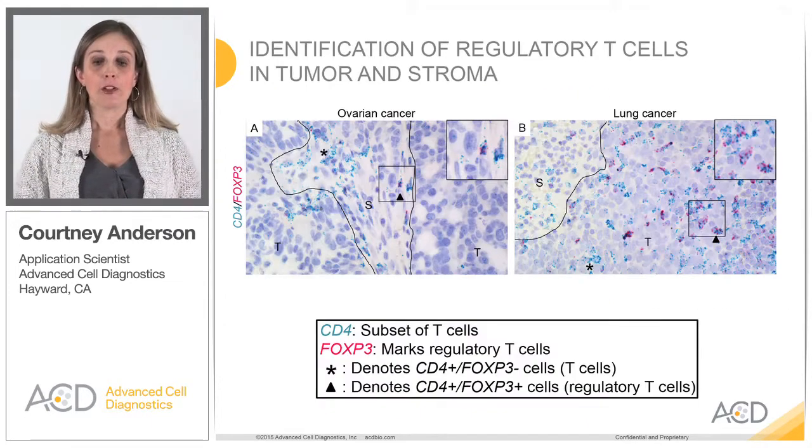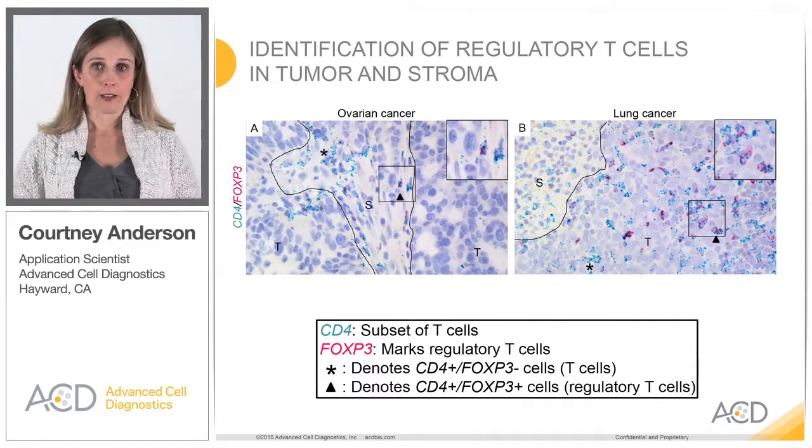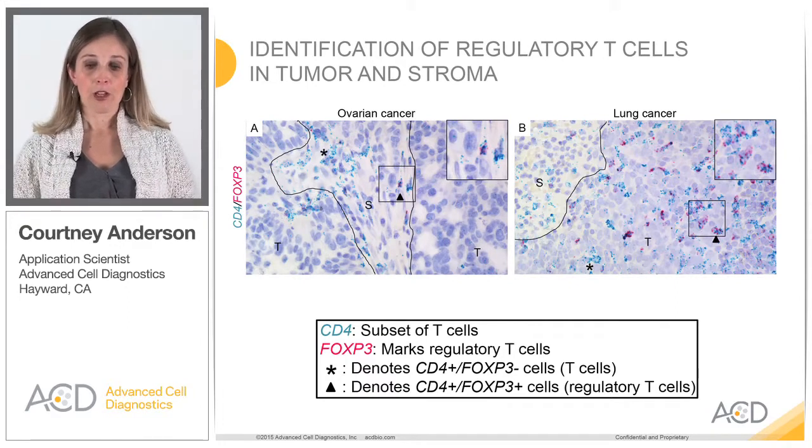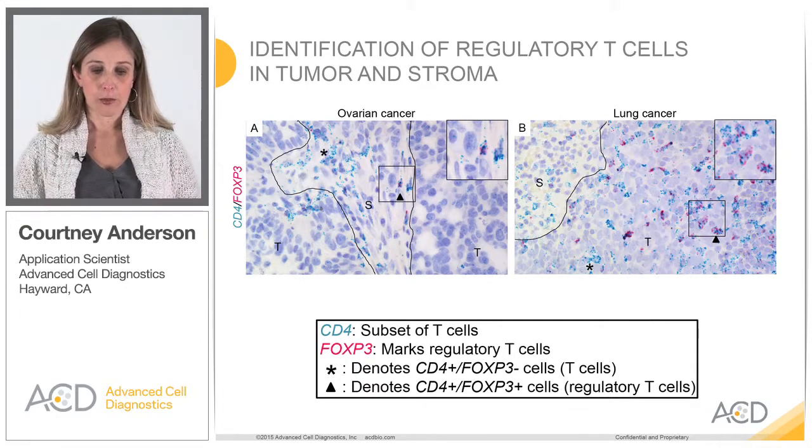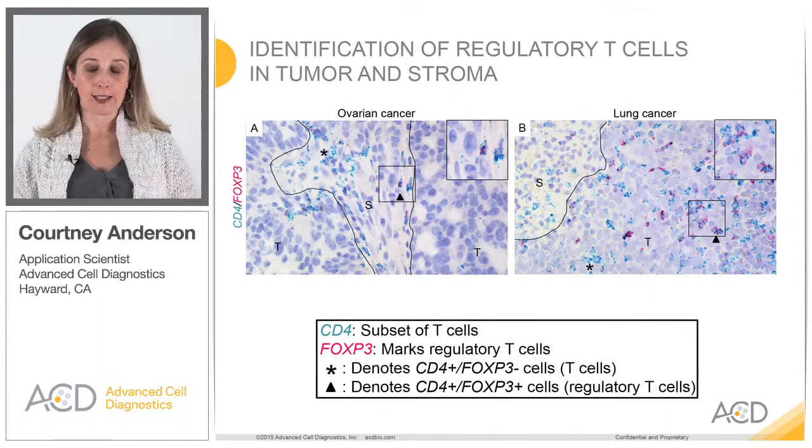And then we wanted to see if we could specifically identify regulatory T cells in the tumor and the stroma. So again, using ovarian and lung cancer samples, we performed an experiment using CD4 detected by green chromogen and FOXP3 detected by red chromogen. Now, FOXP3 is a transcription factor that specifically marks regulatory T cells.